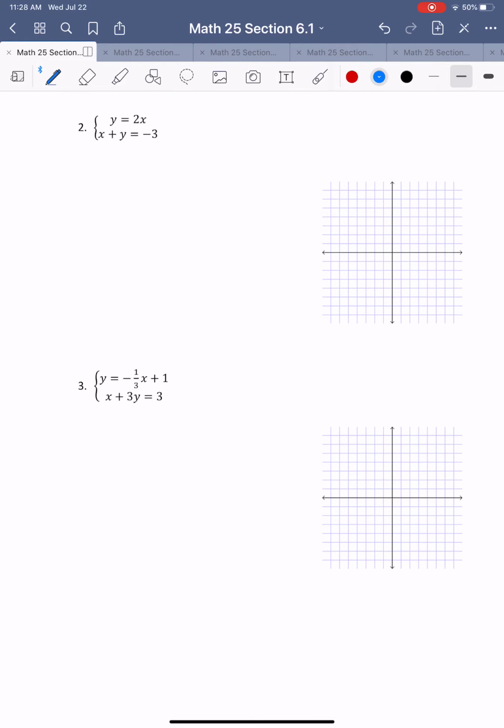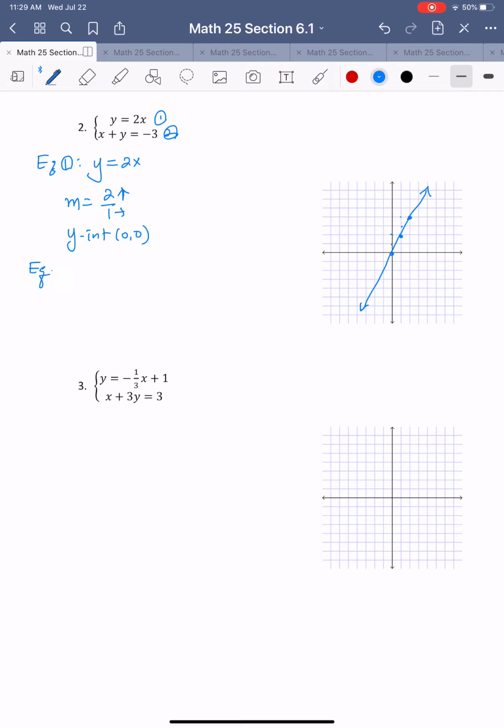Okay, now equation 1 and equation 2. Equation 1: y equals 2x. So the slope is 2, which is 2 over 1, go up 2 and right 1, with a y-intercept of 0, 0. So from 0, 0, you go up 2 and right 1, up 2 and right 1. Okay, so this is a line.